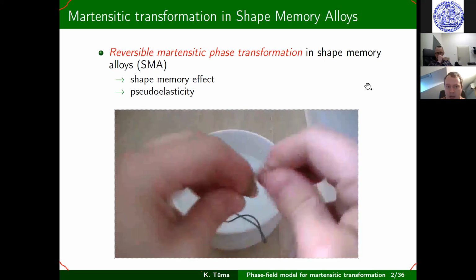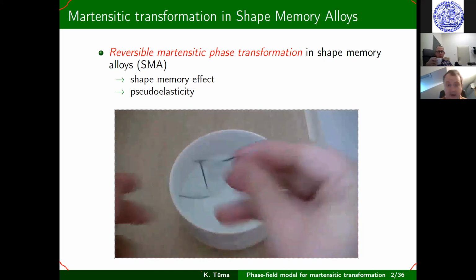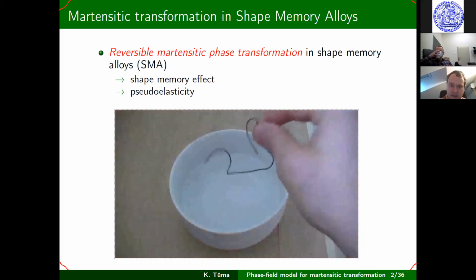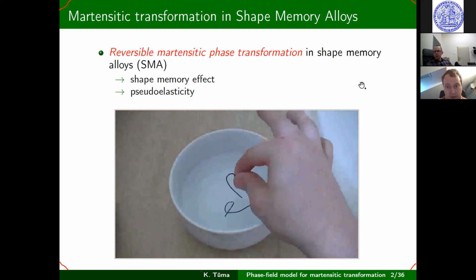In this talk, I will speak mainly about the superelasticity effect. I will not speak about the shape memory effect because in our case, we do not take the temperature into account.